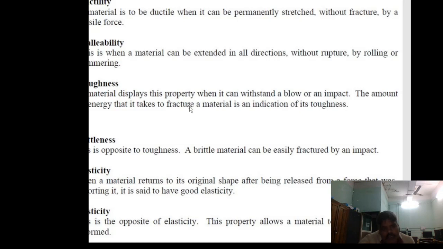Elasticity: when a material returns to its original shape after being released from a force that was distorting it, it is said to have good elasticity. This is the opposite of elasticity, plasticity. This property allows a material to be permanently deformed.